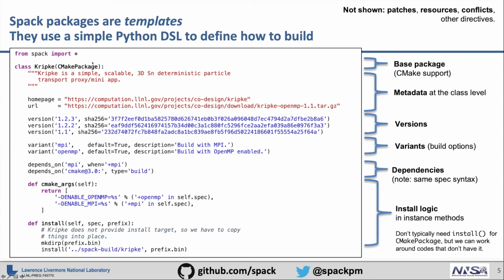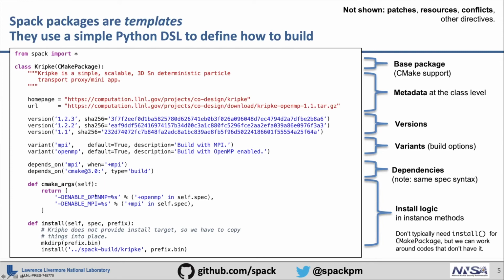This is an example of a Spack package. It's pure Python. It's just a simple class. It has a comment that tells you what it is. There's a homepage and a URL where to fetch it. You can download multiple versions. So this says I can build these 3 versions of this package. I can build it with MPI or OpenMP. These are options that you can put on the command line. And it depends on MPI when MPI is enabled, and it depends on CMake.